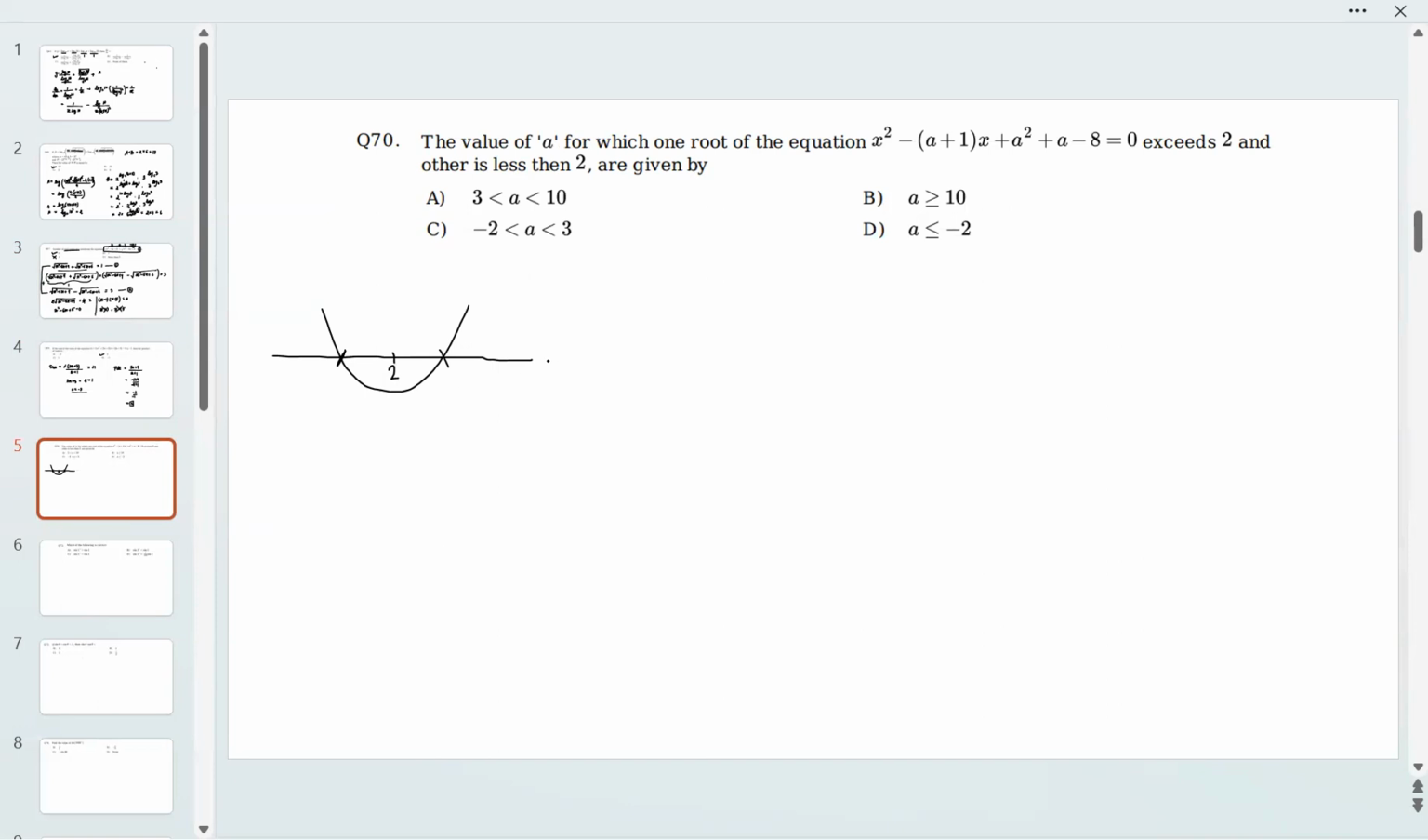If 2 is in between both the roots, then for this graph, my condition should be discriminant is greater than 0. Discriminant is greater than 0. And the second condition should be the functional value at 2 is negative. Functional value of 2 is negative, means functional value of 2 is less than 0. As you can see, at 2, the functional value is negative.